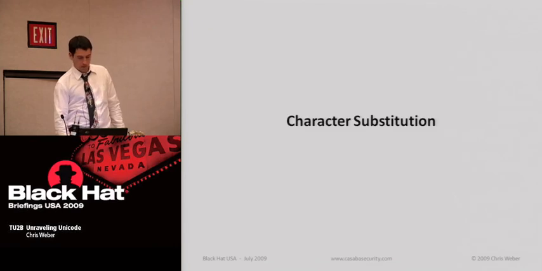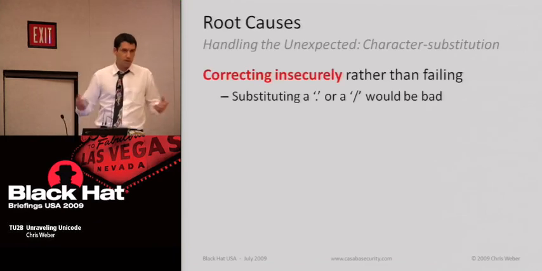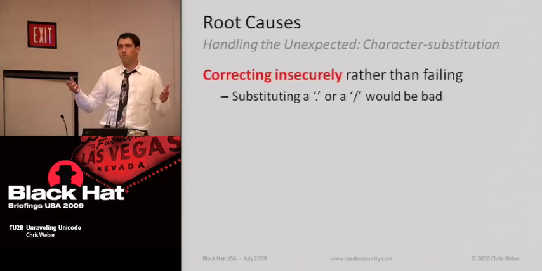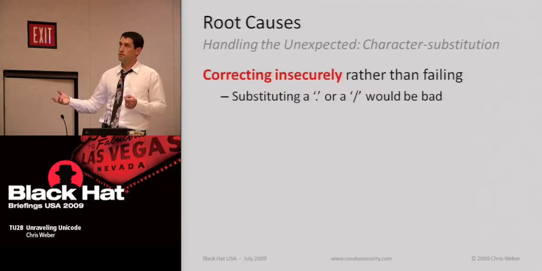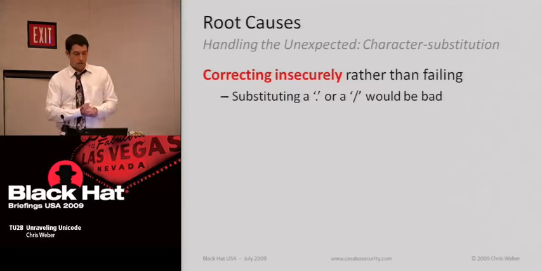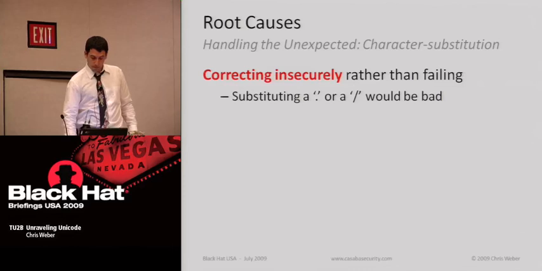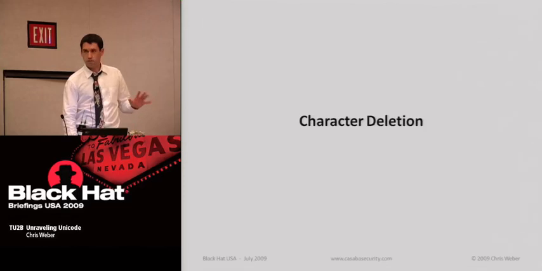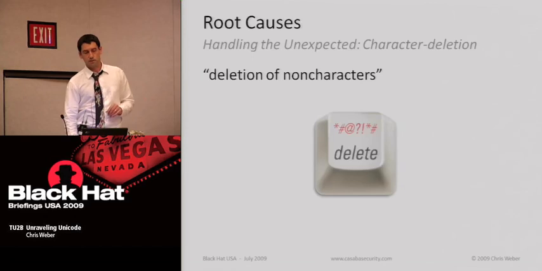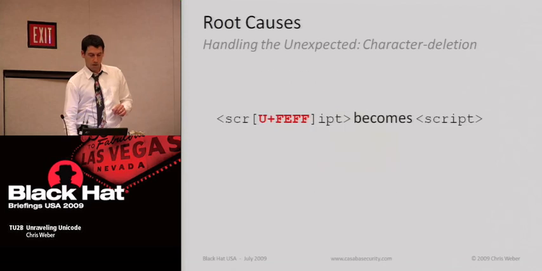So another way to handle the unexpected is character substitution. And this is the idea of what do you do with these ill-formed bytes, unassigned code points, half a surrogate pair, and these other situations, right? Well, correcting insecurely would be the idea of replacing or substituting characters like dots or slashes or other characters that might have special meaning, especially within a protocol. So there's another case, sort of like just straight deletion. If you run into those situations, the software might just delete the character or remove it from the stream.